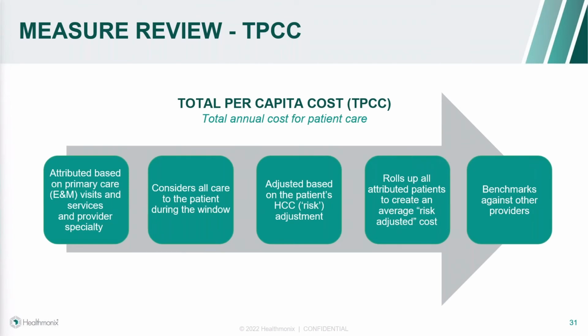So again, following the same basic approach, this measure is attributed based on E&M visits. There need to be at least 2 E&M codes that are billed by a clinician within a certain period of time in order for this measure to be attributed. It considers all the care to the patient during the window. It's adjusted again based on the patient's risk score, and we roll it up and we benchmark it.